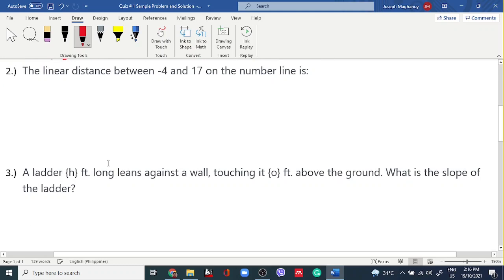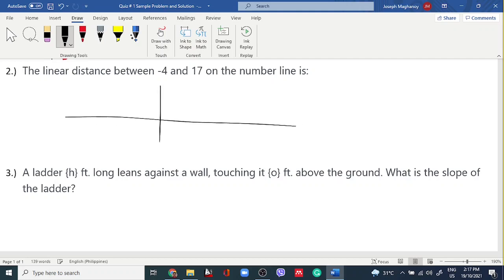The problem number 2: the linear distance between -4 and 17 on the number line is. So you just need to determine the linear distance. For example, if you have a Cartesian plane, this is your 0, or this is 1, -4, 1, 2, 3, 4.